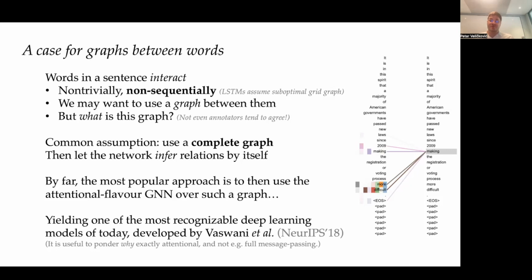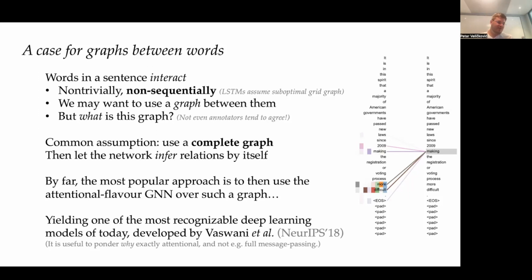But then the big question arises: what should this graph of words be, okay? There are many different ways to define graphs of words, and the problem is that even professional human annotators tend not to agree on what the best graph to use is, and often the optimal graph might even depend on what you're doing, right? The best graph for predicting the sentiment of some sentence and the best graph for translating a sentence to a language might be completely different, okay? So what do we do when we know there's a complicated graph in there, but we don't know what it is?